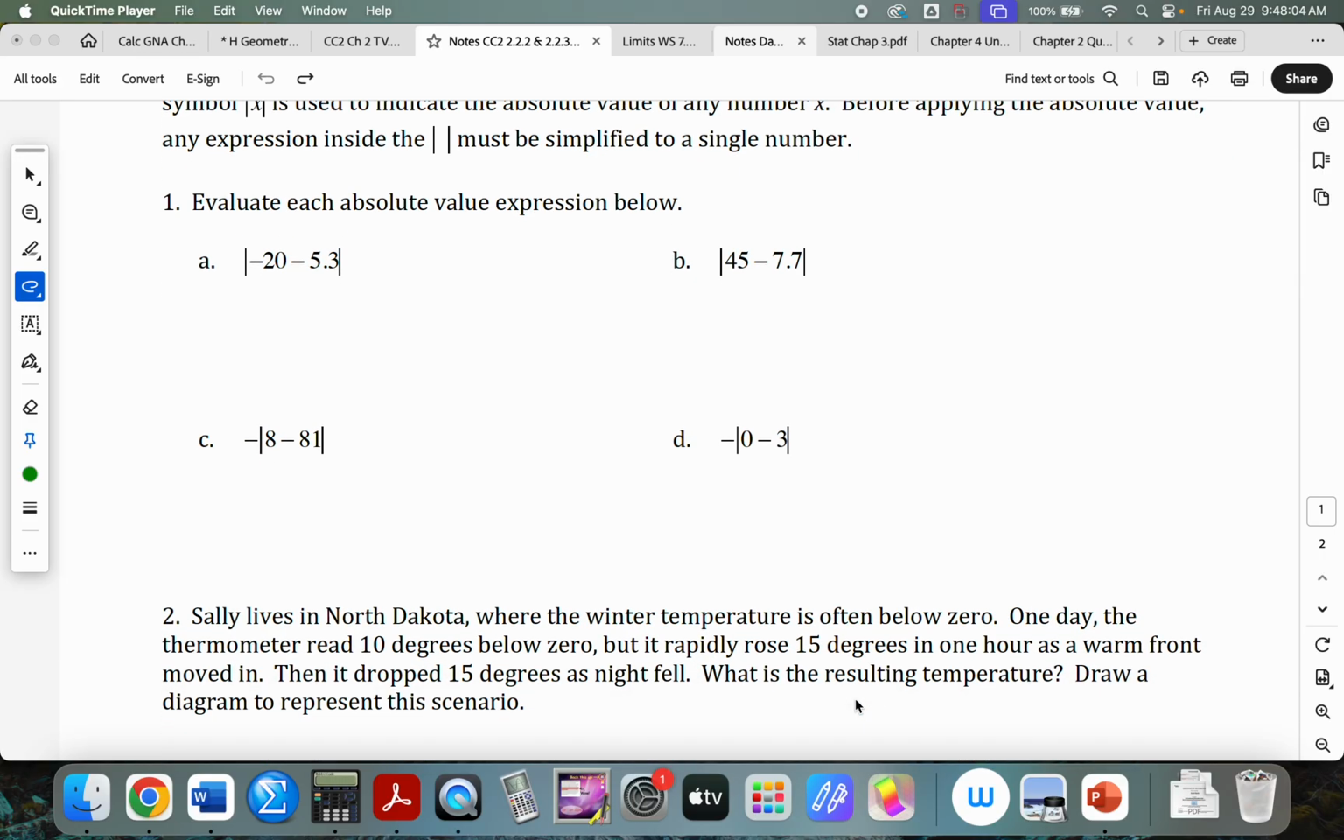So let's take a look at this. If we've got negative 20 minus 5.3, well, that's going to be the absolute value of, if we're at negative 20 and we move to the left of the 5.3, that's going to be negative 25.3. And then, once you have a single number, you apply the absolute value, and this becomes positive 25.3.